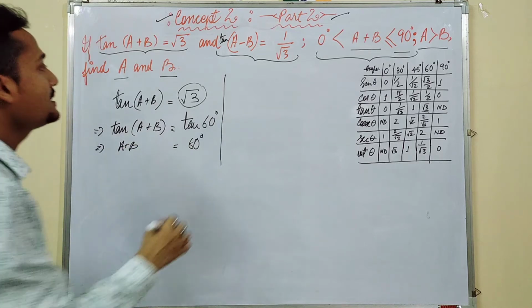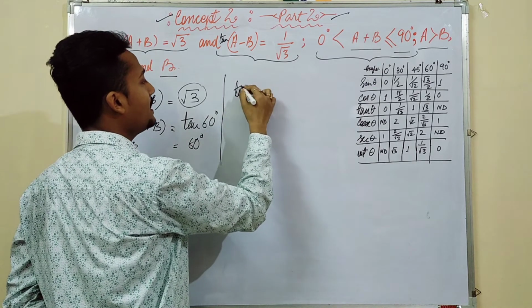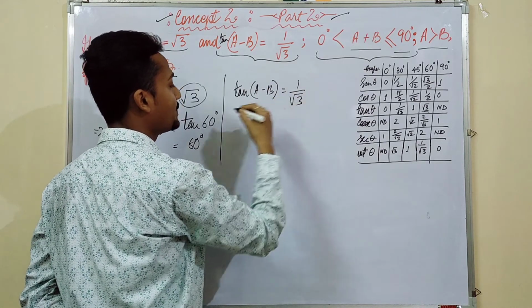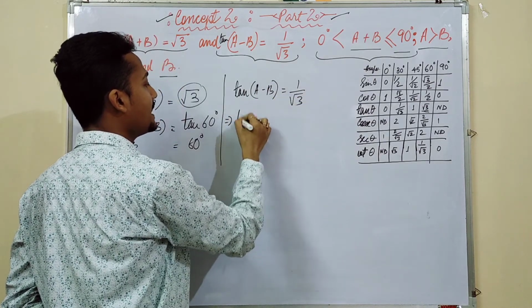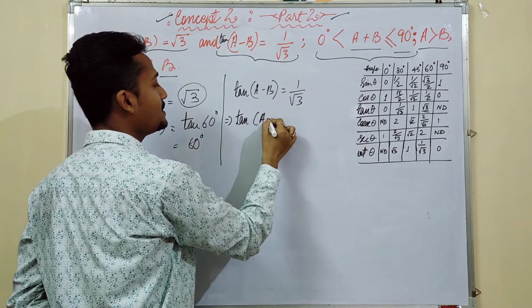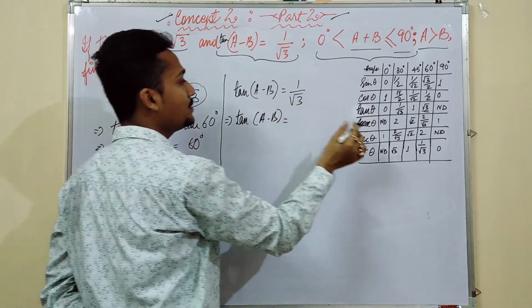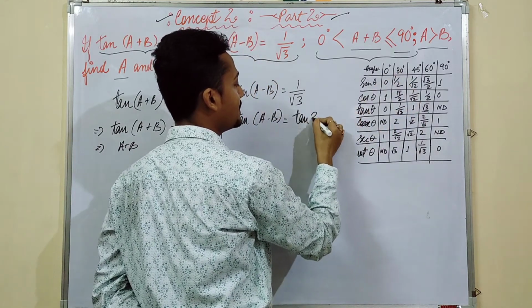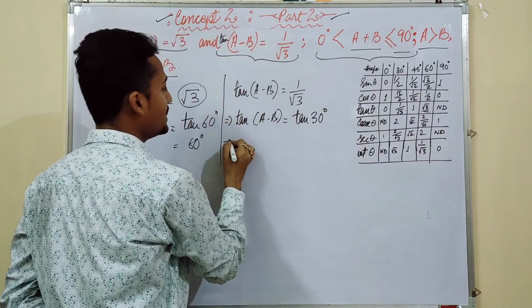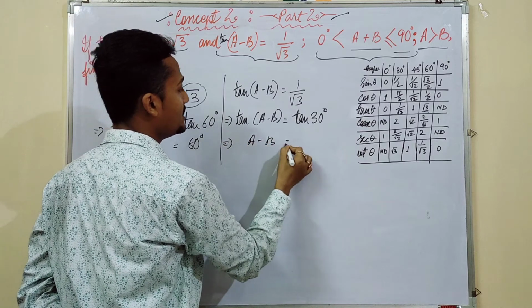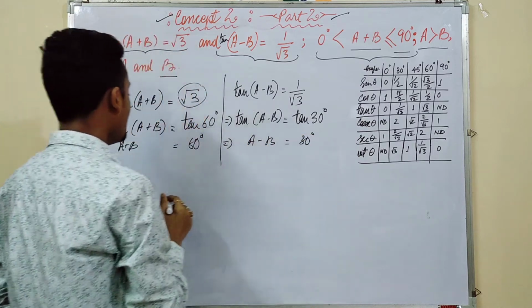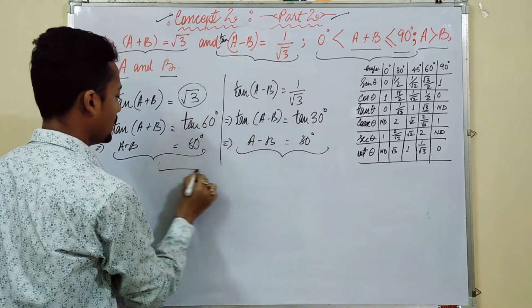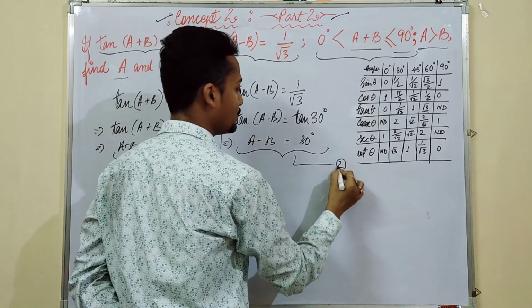Next, tan(a minus b) is equal to 1 by root 3. So what can we write? Tan(a minus b) is equal to 1 by root 3. See, it will be tan 30, isn't it? So tan will be removed. A minus b is equal to 30 degree. Now compare between this and this. Mark it as equation 1 and mark it as equation 2.